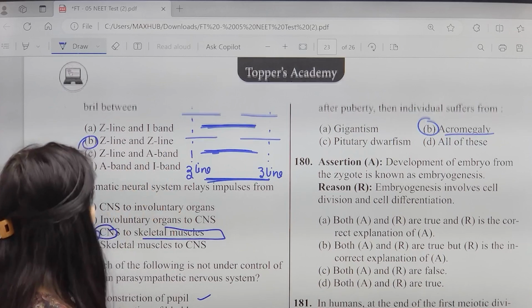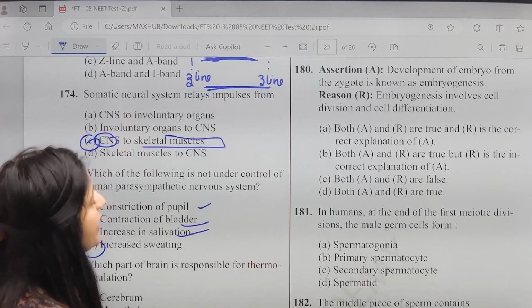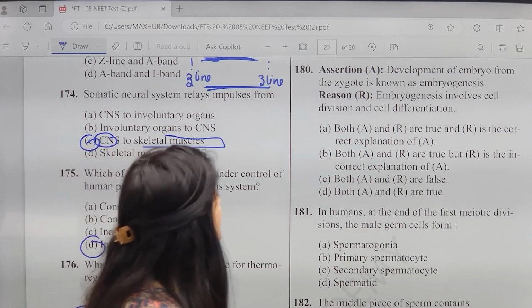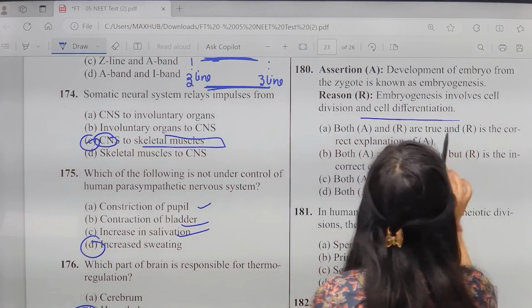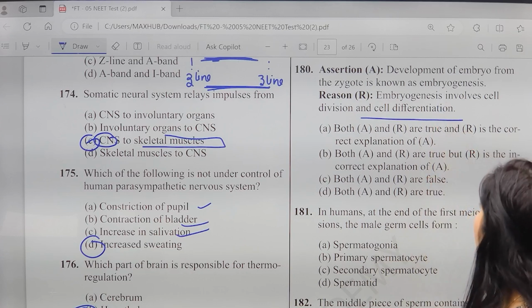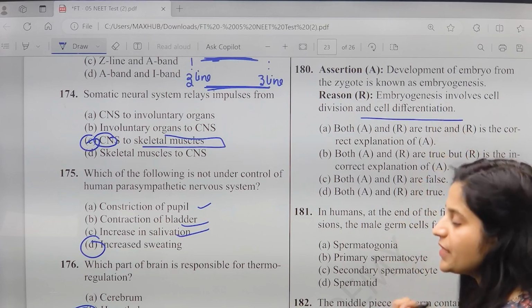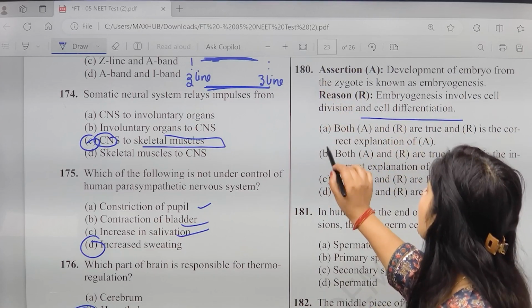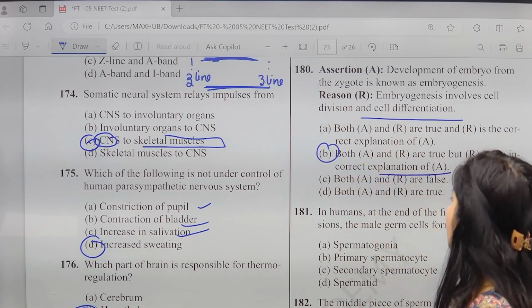Okay, and it could be fatal too. The next is the development of embryos from the zygote is known as embryogenesis. And embryogenesis involves cell division and cell differentiation. See, both assertion and reason are true, but they are not specifically talking about embryogenesis. So the reason is not the correct explanation of the assertion.